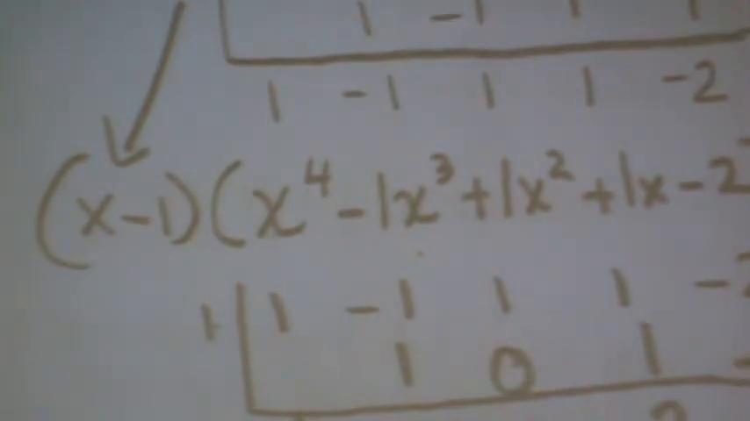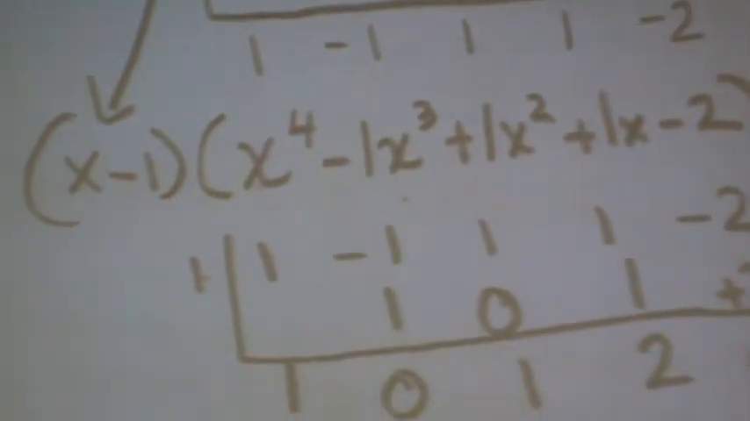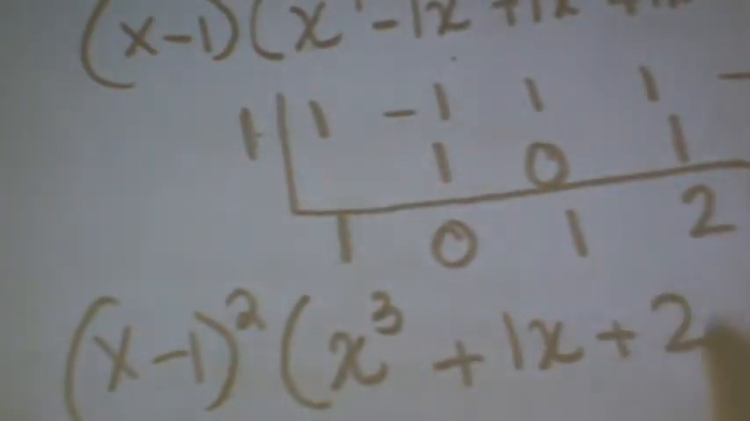So now we're going to use 1, negative 1, 1, 1, and negative 2. Let's see. Bring down the 1. 1 times 1 is 1. Add. Add. Add. Oh, wow. This is 2. It worked again. So guess what we have? We have x minus 1 quantity squared. And what's this? It's going to be 1x cubed plus 0x squared plus 1x plus 2.